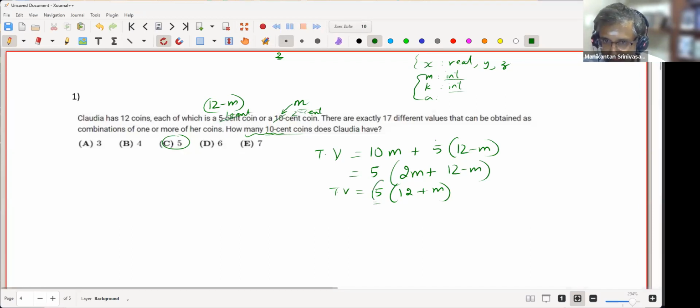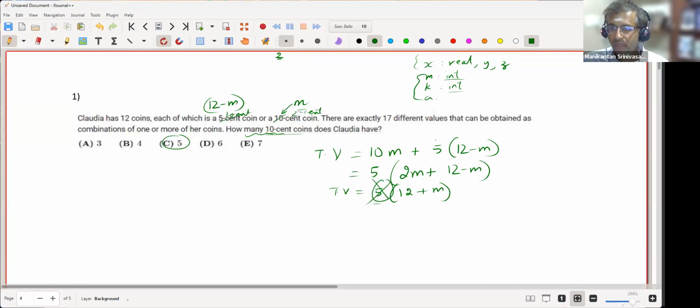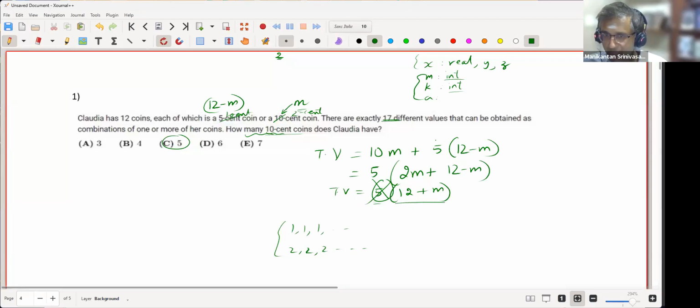So essentially, I can completely forget this 5 out of the equation. I'm just thinking of having only 1-cent coins, a few of them, and a few of the 2-cent coins, and how many different values I can make. So he says there are 17 different values that can be obtained. So the total value will be 12 plus m.